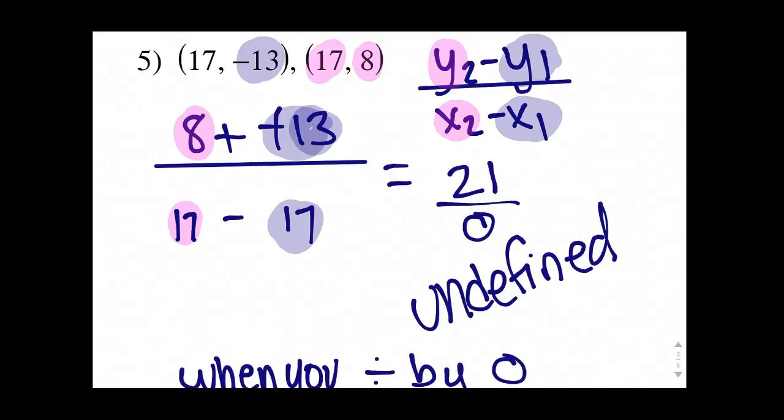Okay. What this really meant is when you were looking at the graph, my x's were the same, which means that I got that undefined slope. Okay, where all of my x's lined up, I get that straight up and down graph.